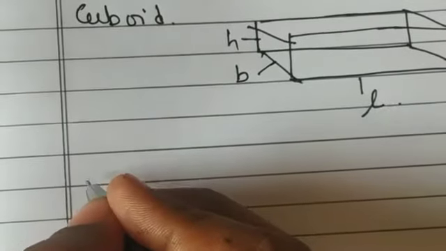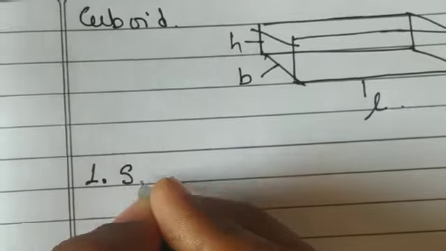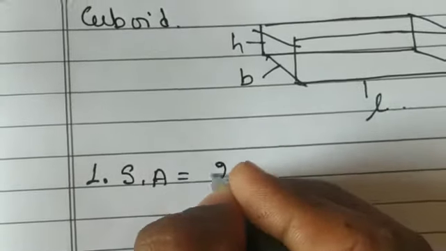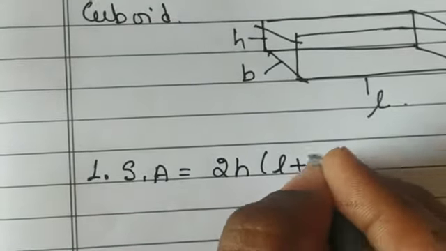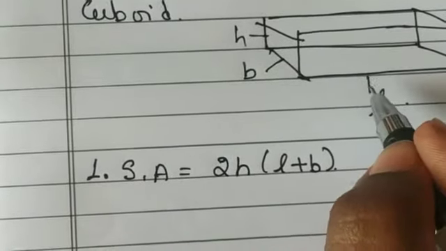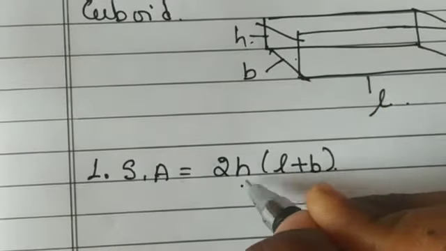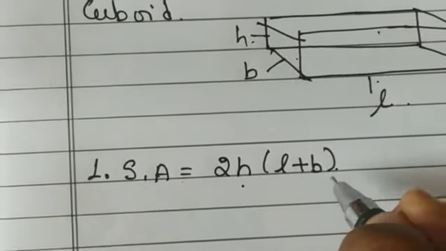So to find the lateral surface area, that is LSA, it equals 2 into height into (L plus B). This is our formula: 2h(l + b).